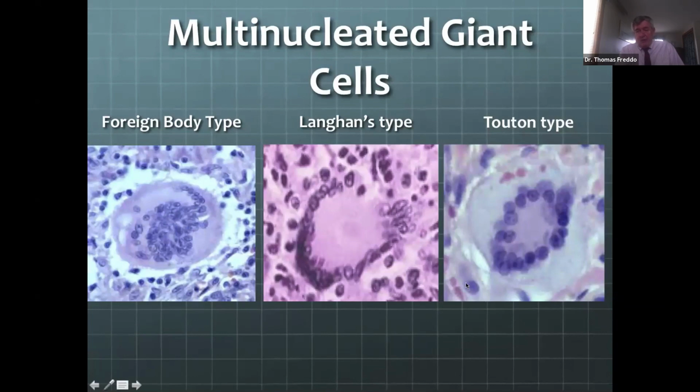In classical pathology, we usually define three main types of multinucleated giant cells. On the far left is the foreign body type giant cell. In the middle is what's called the Langhans type, in which you can see there's kind of a horseshoe shape distribution of nuclei that are very close to the cell membrane, as opposed to the foreign body type on the left, where the nuclei tend to be within the center of the cell.